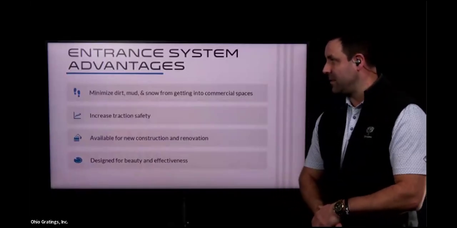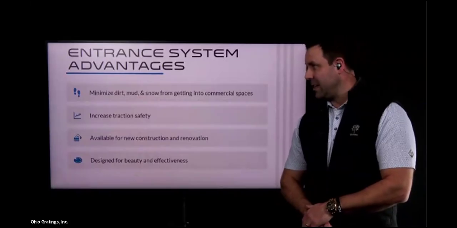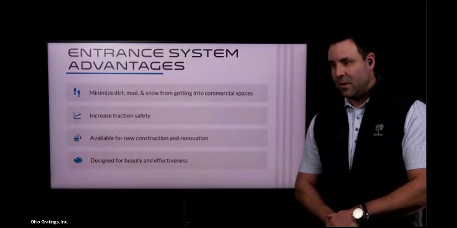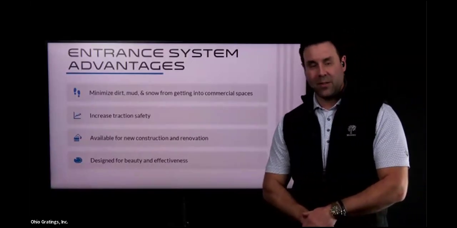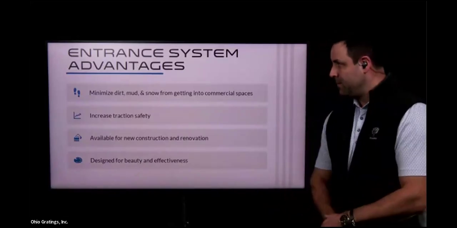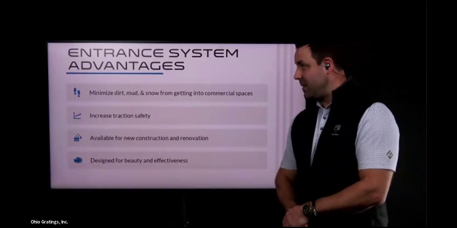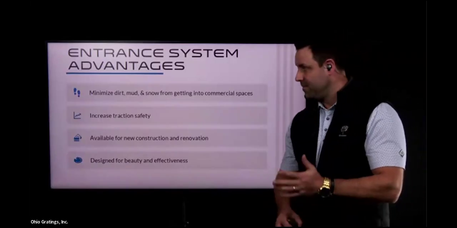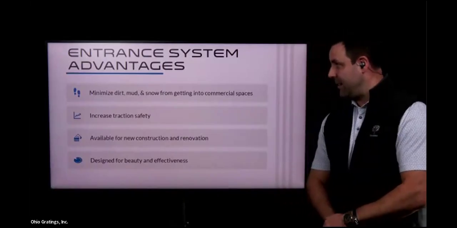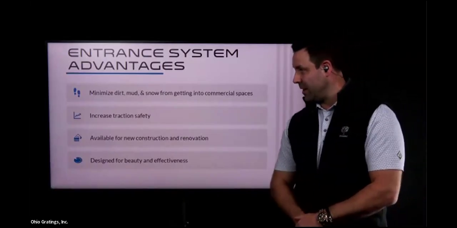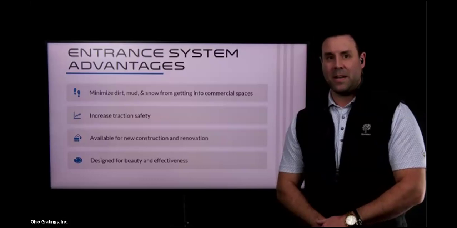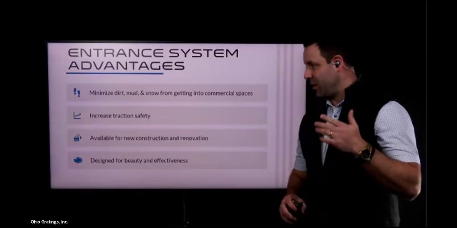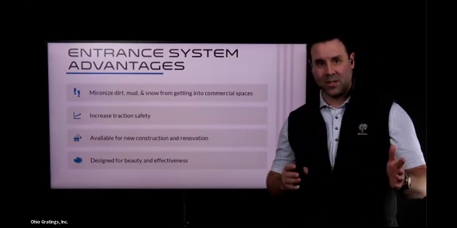And those are just going to allow you to meet your desired design specification. So, entrance system advantages. The key advantages to these entrance systems, in having something other than just a tiled floor or a carpet mat that's laid down where you have a contract to maintain the carpets, are that you minimize dirt, mud, and snow from getting into the commercial and public spaces. It's a huge advantage to have these systems in place. And then you're also going to increase traction safety. You think about pedestrians coming into a commercial space or a public space or a school, you're going to increase the traction safety in those transition points.